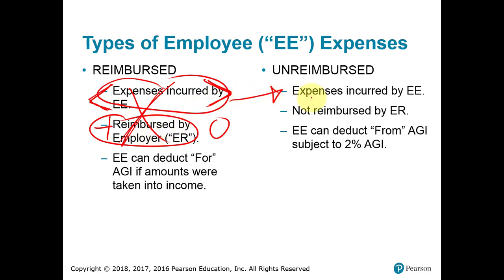Now, if you have unreimbursed expenses, then you have to report them on that Form 2106, and then you transfer that total over to a Schedule A. On this Schedule A, you've got to reduce this miscellaneous type of deductions by 2% of the taxpayer's adjusted gross income. So you can't claim all of those deductions, all of that cost.